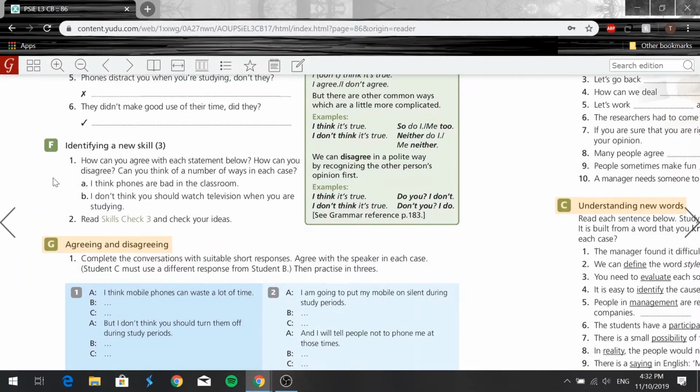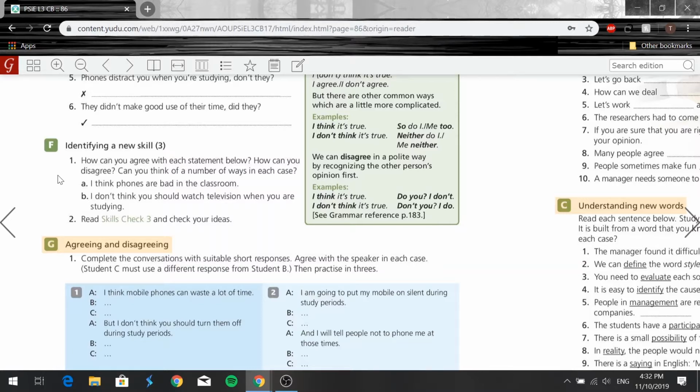Now let's go to B. We have "I don't think you should watch television when you are studying." If I want to agree with that, I could say I agree. Neither do I. Or I could also say me neither. Okay? What else do we have?